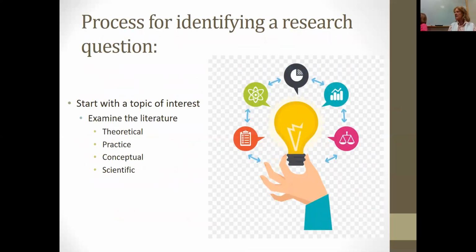So your process, you're going to start with a topic of interest, which you all came to us with a very well-developed area of interest. And then you want to look at the literature around any theoretical stuff around it, any practice stuff around it, any conceptual ideas, and then all the science, both qualitative and quantitative. And lots of times the qualitative is how we come up with the theory of that problem.